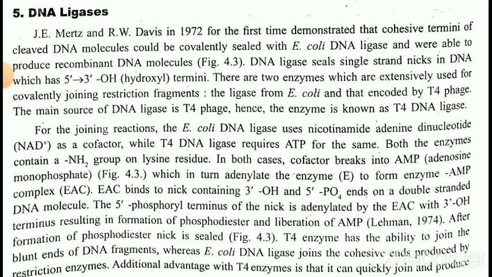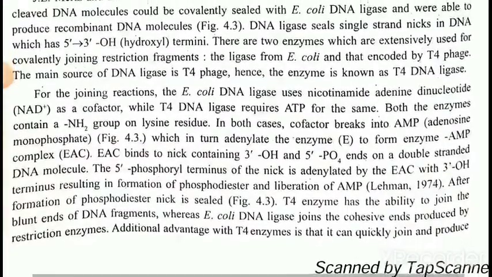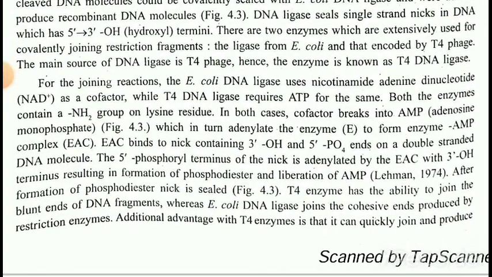Both the enzymes contain an NH2 group on lysine residue. In both cases, cofactor breaks into AMP, adenosine monophosphate, figure 4.3, which in turn adenylates the enzyme E to form enzyme-AMP complex, EAC. EAC binds to a nick containing 3' OH and 5' PO4 ends on a double-stranded DNA molecule. The 5' phosphoryl terminus of the nick is adenylated by the EAC with the 3' OH terminus, resulting in formation of phosphodiester and liberation of AMP. Lehman, 1974. After formation of phosphodiester, the nick is sealed, figure 4.3.